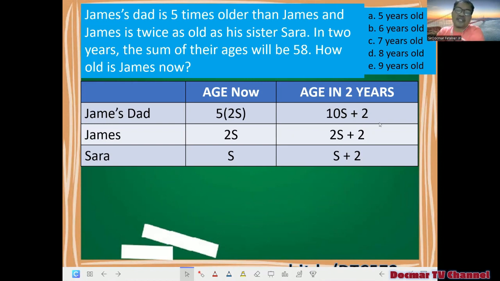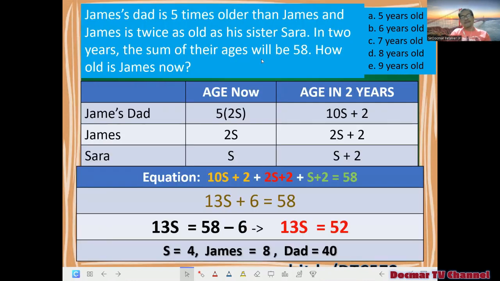So why? Because of course, we have already added 2 years for the age of Sarah. We have to add 2 years also in James because James' age is twice the age of Sarah. So we have to remember that the sum of their ages will be 58. That will be the equation. Now, you can simply notice that 10S plus 2 plus 2S plus 2 plus S plus 2 equals 58. This is the equation, kasi ang hinihingi dyan is sum of their ages.